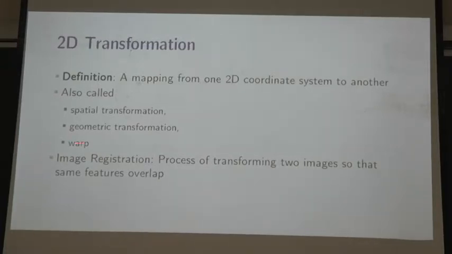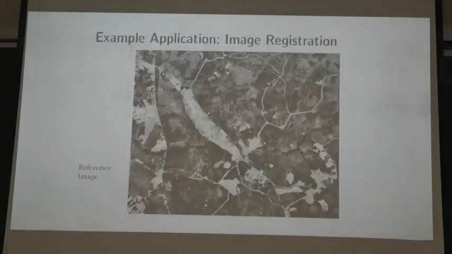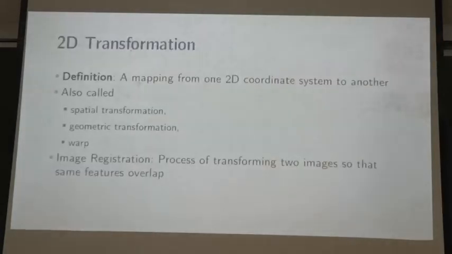So a 2D transformation is also called a spatial transformation, a geometric transformation, or a warping. Before I talk about transformations, I want to motivate you about why we are talking about them. One of the problems in which this transformation comes in handy is the image registration problem. Image registration is the process of transforming two images so that the same features overlap. Okay, so here's an example.